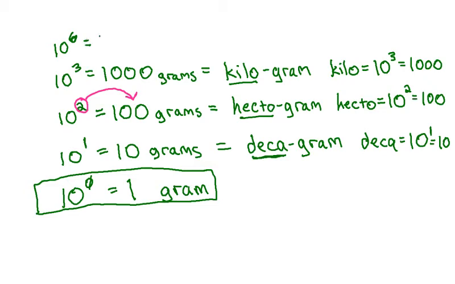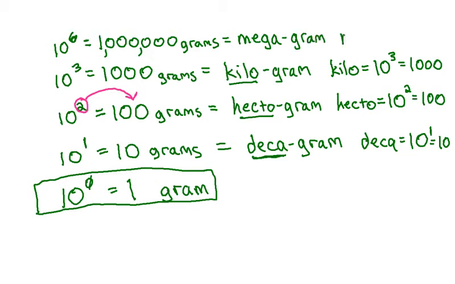So what would that be? A 1 with 6 zeros at the end of it. 1, 2, 3, 4, 5, 6. So that's a million. A million grams. And that would be called a megagram. So mega is the same thing as 10 to the sixth, or 1 million. Are you starting to get the idea?